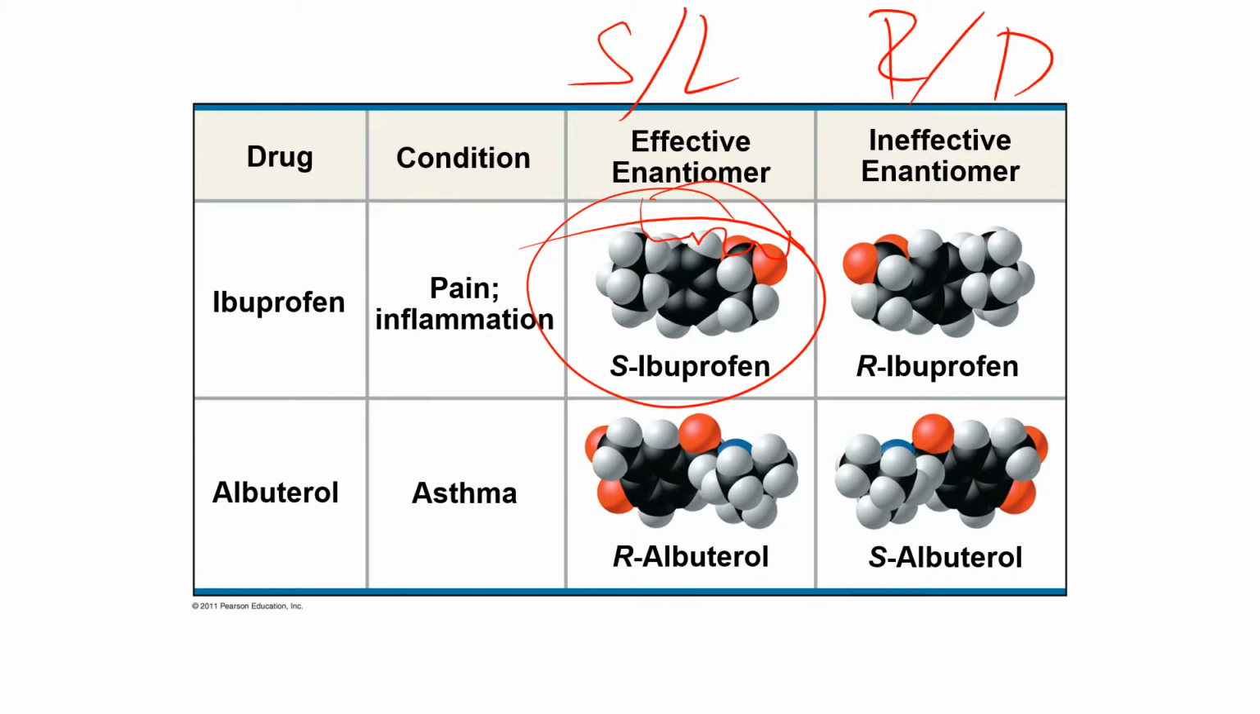Alright, now sometimes it's the L enantiomer that's functional, sometimes it's the R enantiomer that's functional. It's going to vary back and forth depending on the particular molecule you're dealing with. Alright, so like albuterol is used to basically open up the airways if a person has an asthma attack. Alright, so the R enantiomer is what's effective.